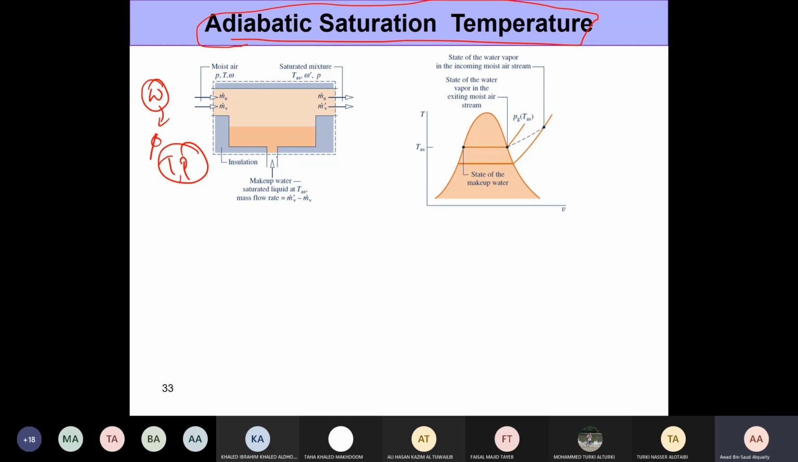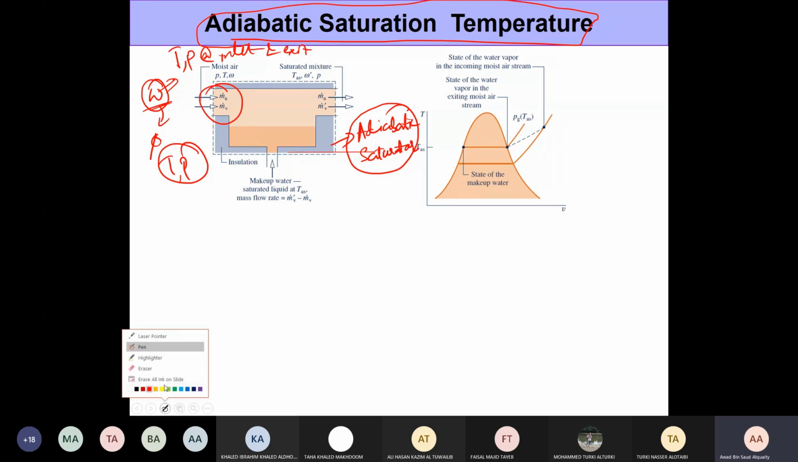So we define the adiabatic saturation temperature simply to explain the apparatus, which is an adiabatic saturator. We make use of the adiabatic saturator to come up with the value for humidity ratio omega by simply measuring the temperature and pressure at inlet and exit of this device. If you measure the temperature and pressure at the inlet and exit of an adiabatic saturator, you will be able to calculate the humidity ratio of the air entering the saturator. And that's all we care about.